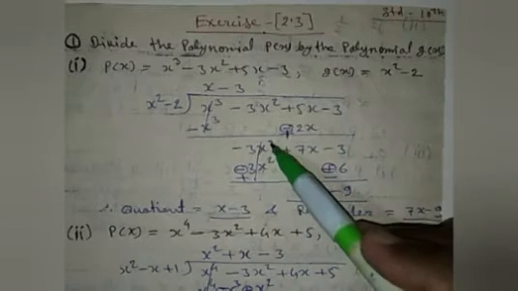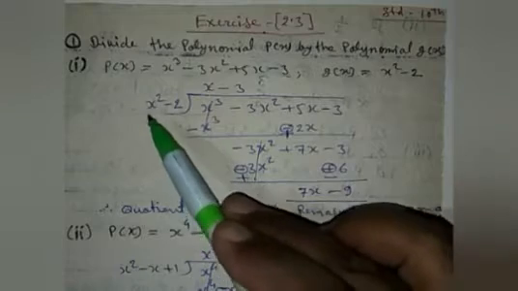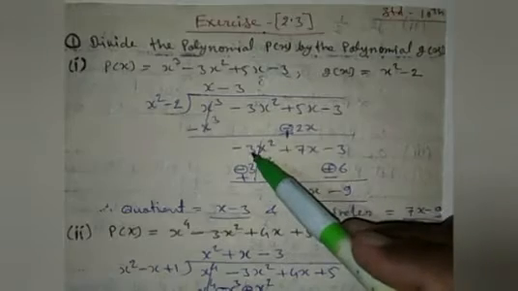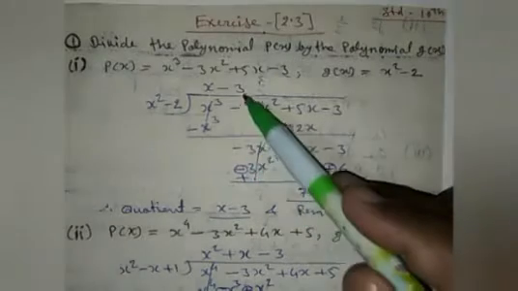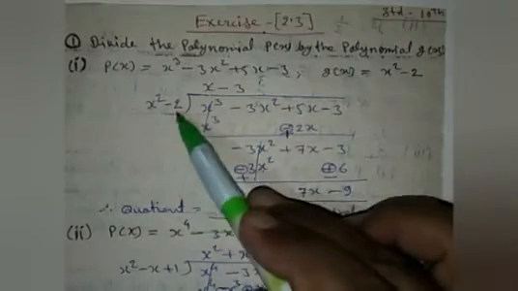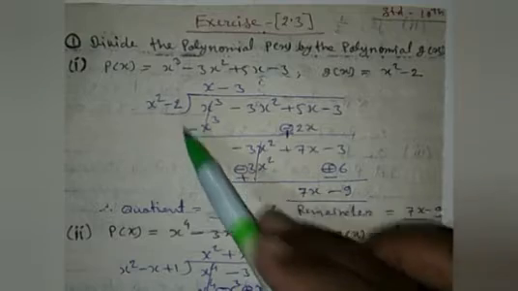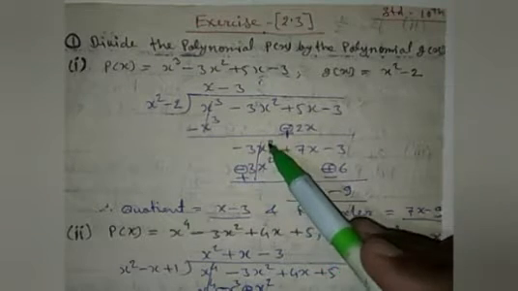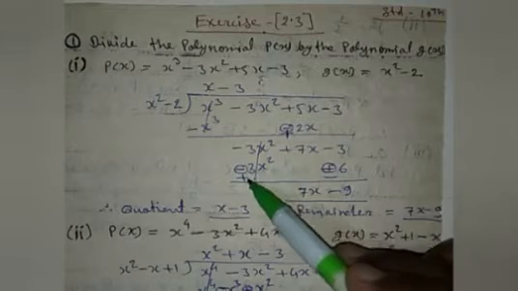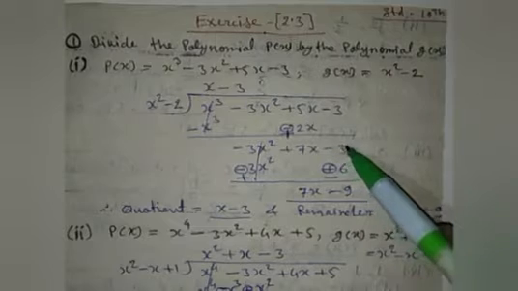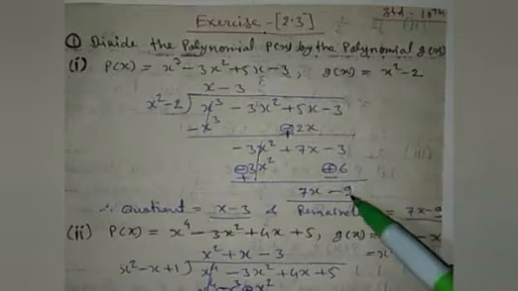Now the first term here is x square and the divisor also has x square, so you have to make the coefficients equal. The coefficient here is minus 3, so you have to take the multiplier minus 3. Then minus 3 is multiplied with both terms. It will give minus 3x square and plus 6. You have to write it below the like term: minus 3x square below minus 3x square. When subtracted, the sign will be changed and it will be 0. Then plus 7x, and minus 3 minus 6 will be equal to minus 9.